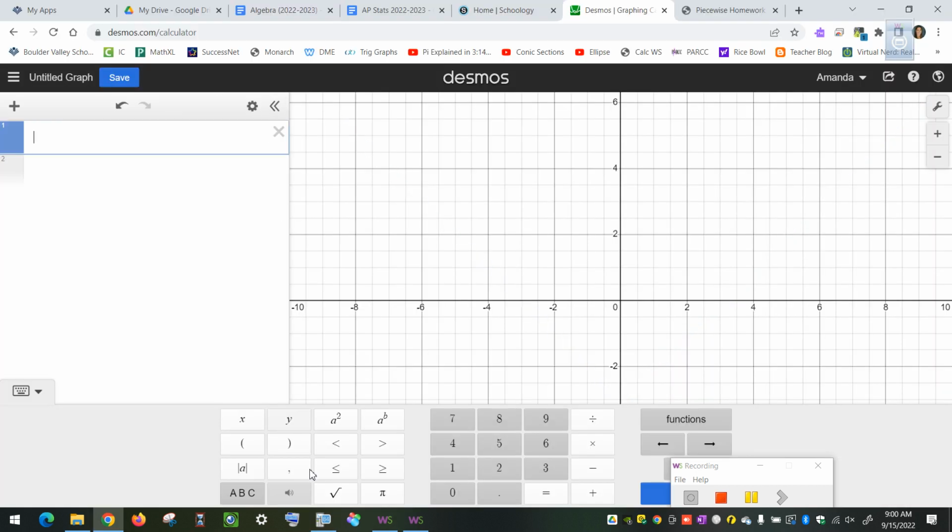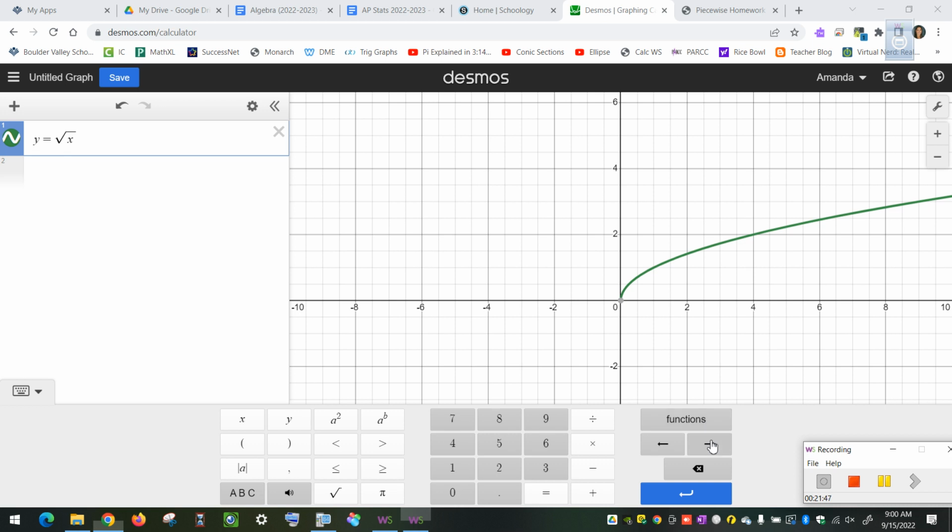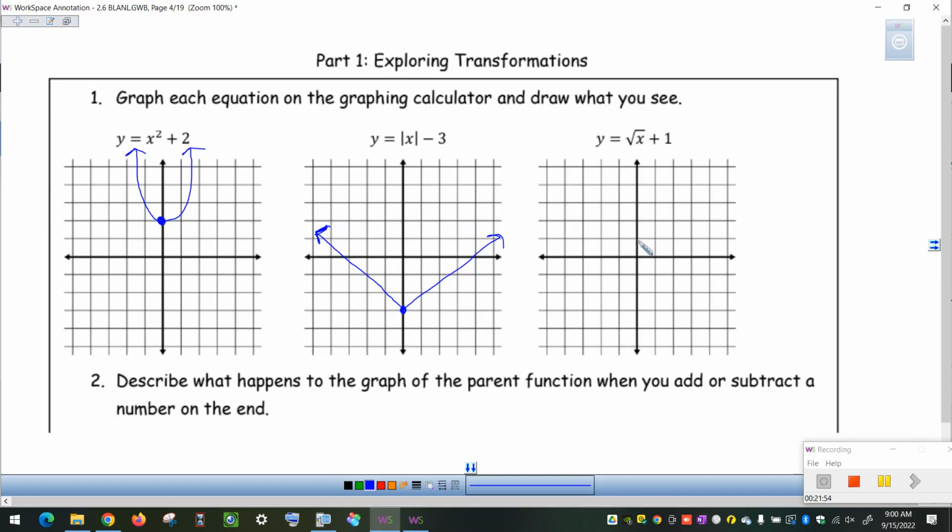All right, let's go back over here to Desmos. Square root symbol is one of our options here in the keypad. It's like right next to the pi symbol. The square root of x. There's also some arrows here that you can press, like arrow to the right to get out of that. We'll go ahead and do the +1. We're seeing the same result there. Let's go ahead and draw what we saw.